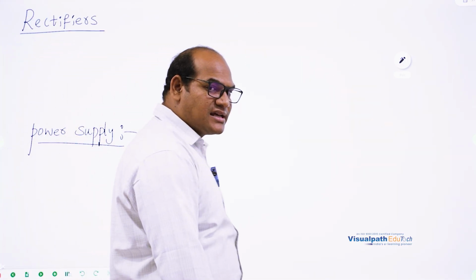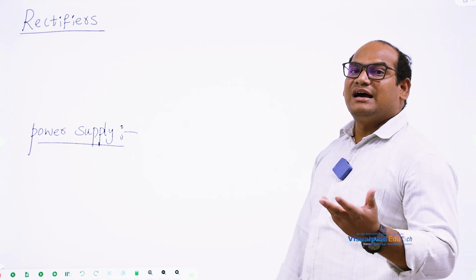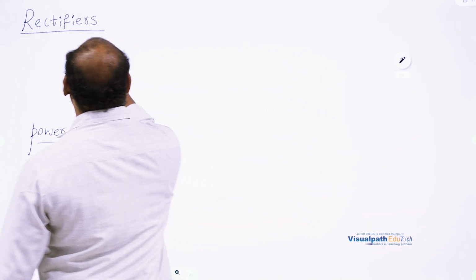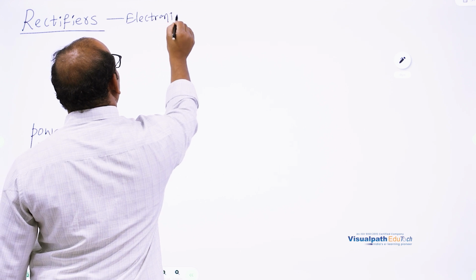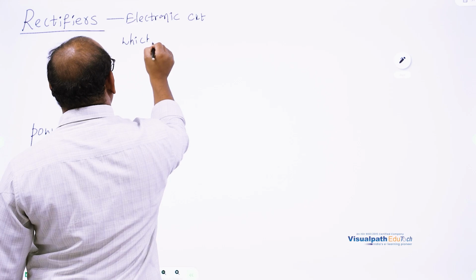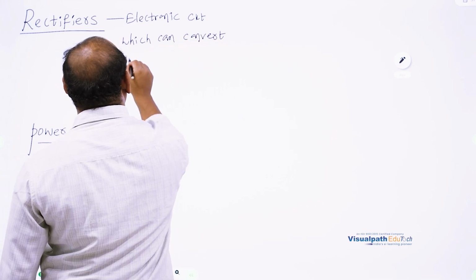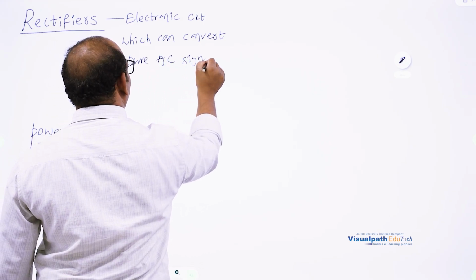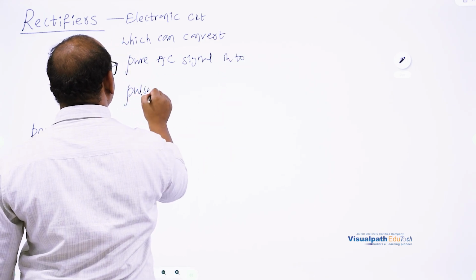Now we will enter into another topic called rectifiers. A rectifier is actually for converting a pure AC signal into a pulsating DC signal. Rectifier is an electronic circuit which can convert pure AC signal into pulsating DC signal.